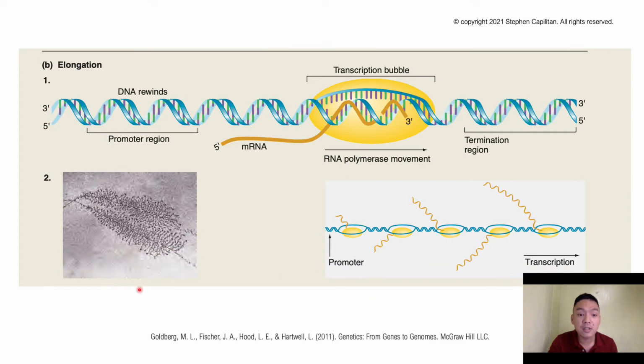Here, this is your electron micrograph, and this is the promoter, and simultaneously all of these RNA polymerases, or the transcription bubbles, are elongating, starting to transcribe simultaneously.